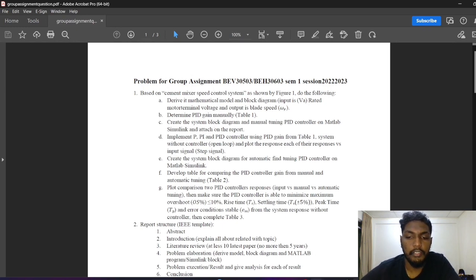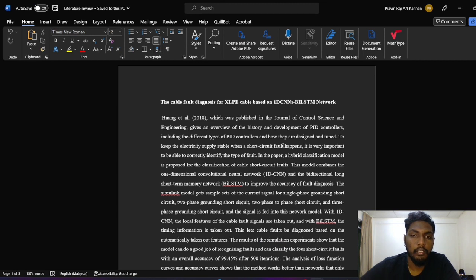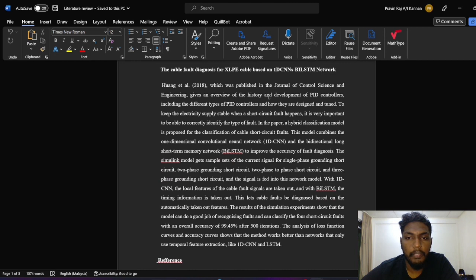So first I want to explain the literature review that I made. This is the first literature review. The title is "Cable Fault Diagnosis for XLPE Cable Based on 1DCNN-BiLSTM Network", which was published in the Journal of Control Science and Engineering. It gives an overview of the history and development of PID controllers, including the types of PID controller and how they are designed and tuned.